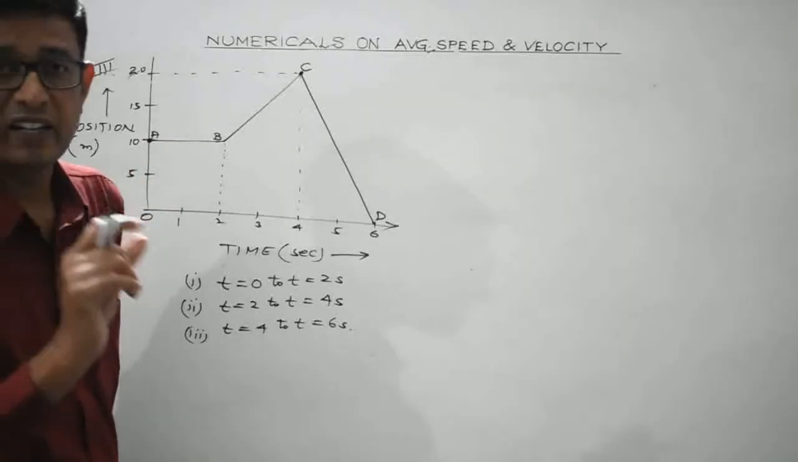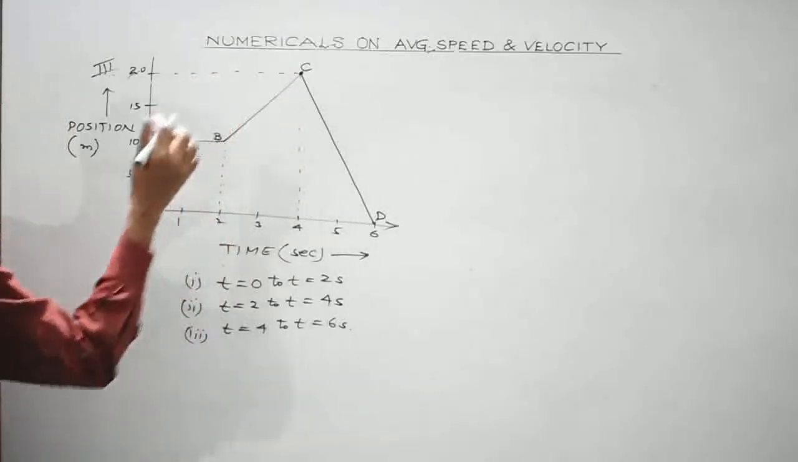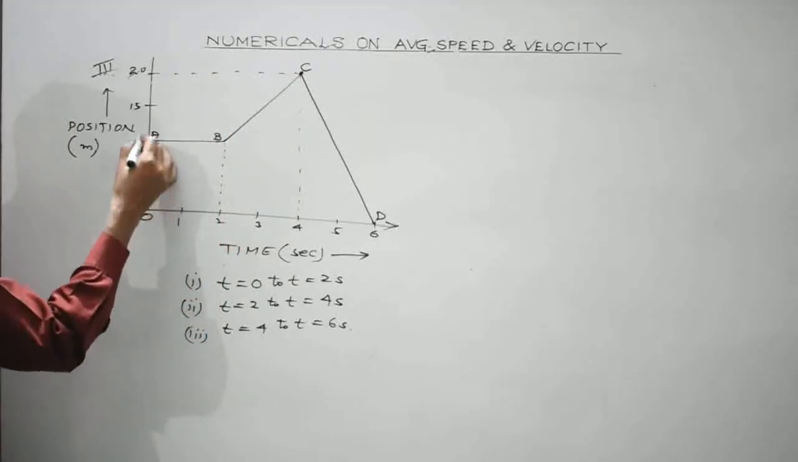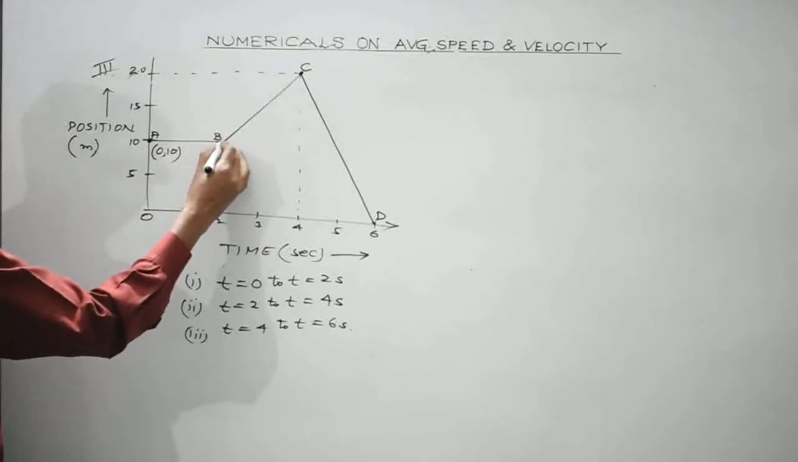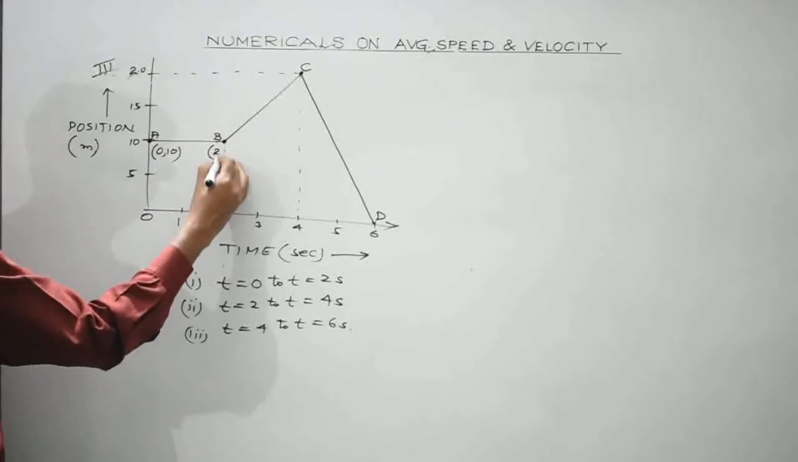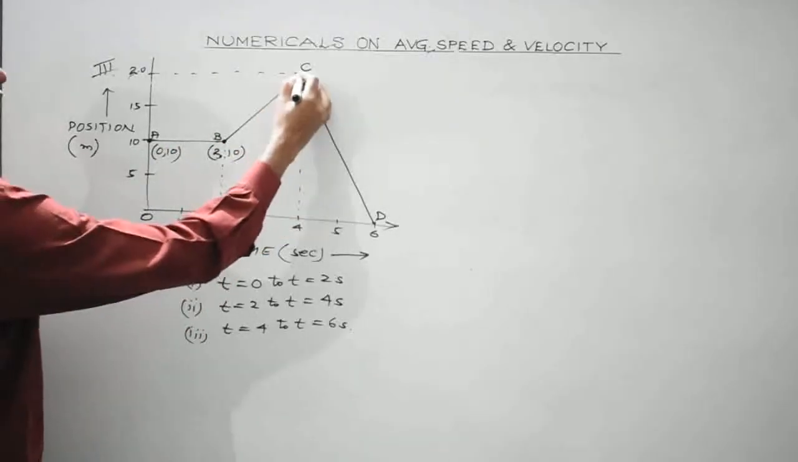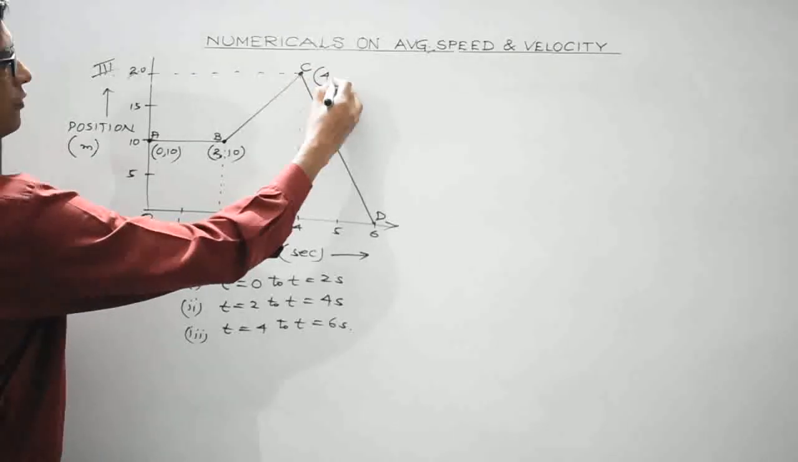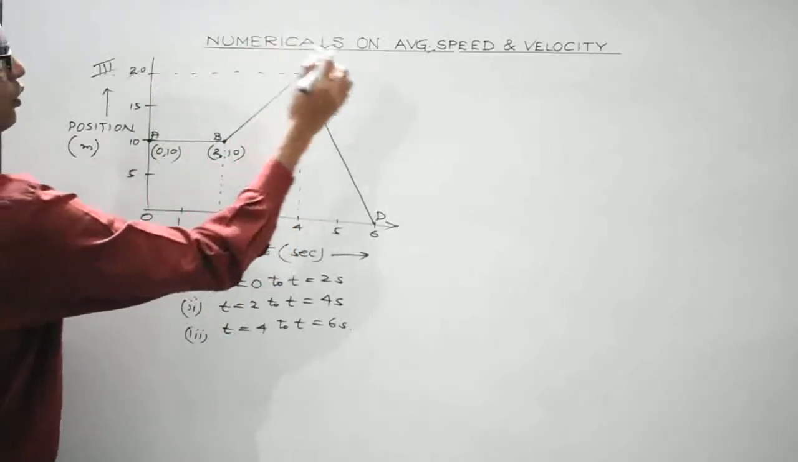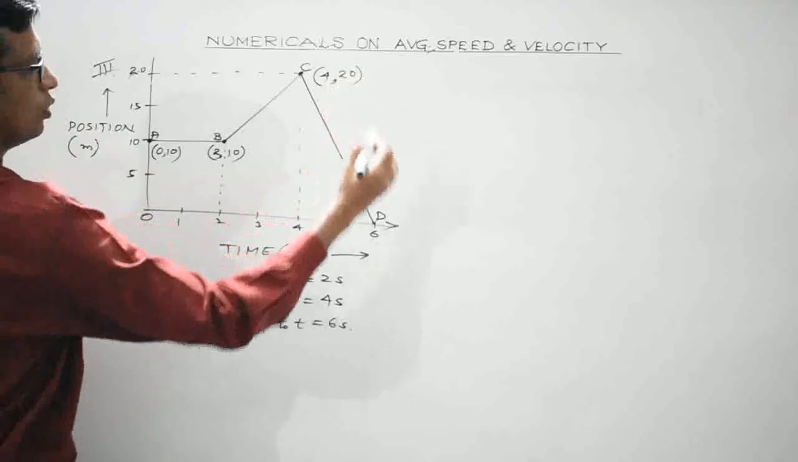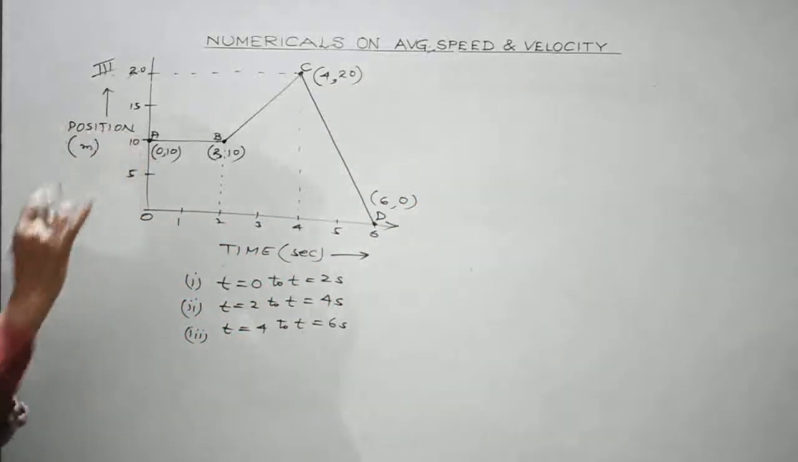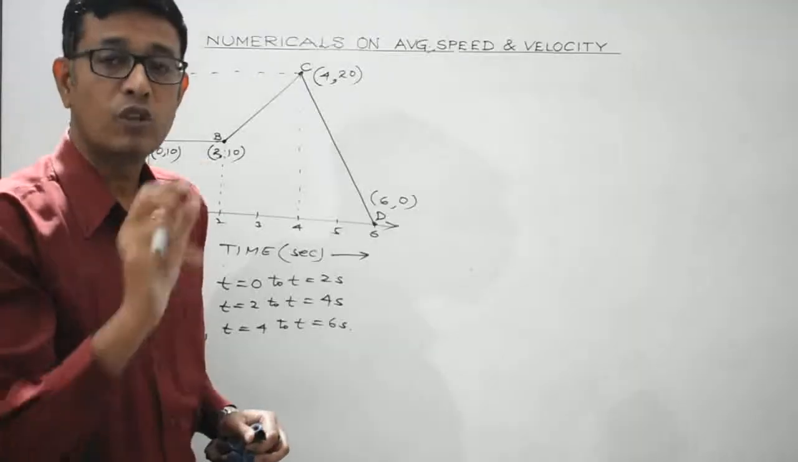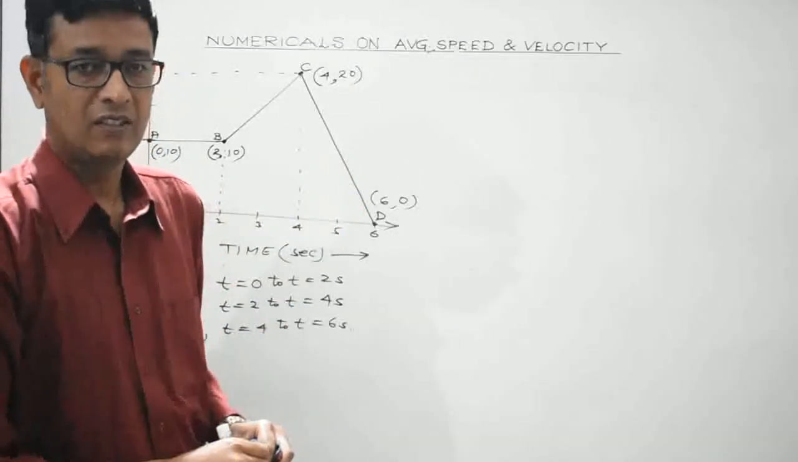You need to write the coordinate and abscissa of each of these points. So what are the coordinates over here? It's 0, 10. What are the coordinates over here? It's 2, 10. What are the coordinates over here? It is 4 and 20. Over here, it is 6 and 0. So, first step is to write the coordinates, right?